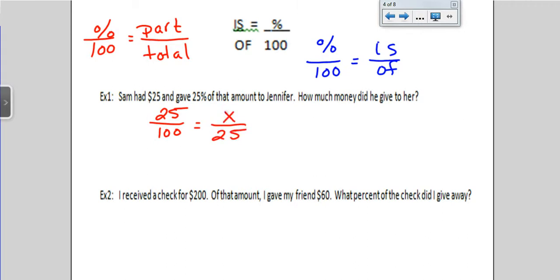And we don't know what he gave Jennifer quite yet, so we're going to do this on our calculator. We're going to cross multiply, take 25 times 25, and then divide that by 100. And it turns out he gave Jennifer $6.25.